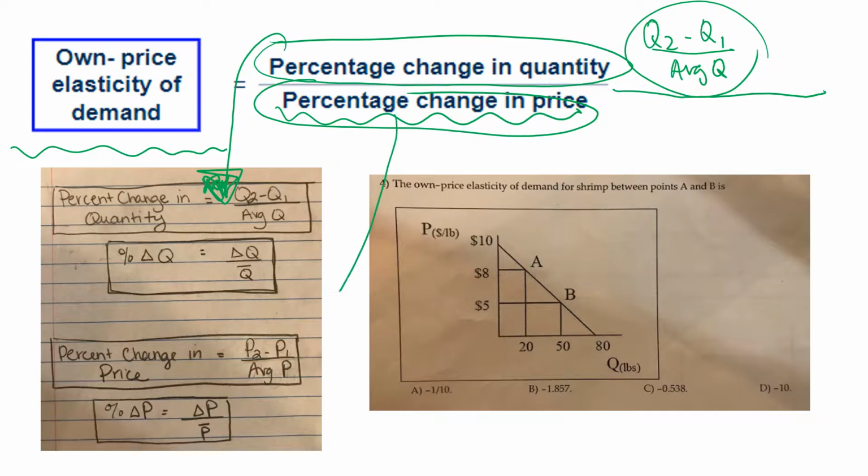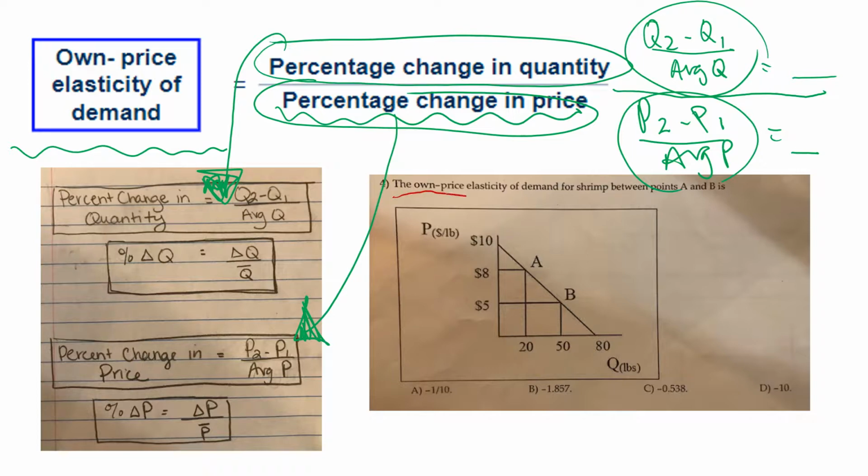The percent change in price equation is listed right here: P2 minus P1 divided by average P. And this is going to give us something. And then we're going to take those two values and divide them. So let's do that really quick for example number 4.